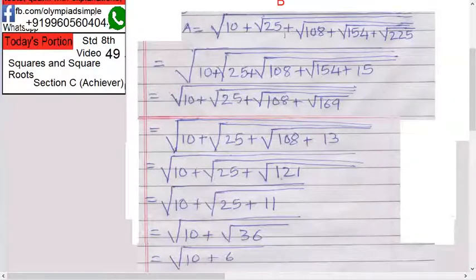See here, that's what I said. It looks to be difficult, but it's not difficult. If you know the tables and the squares perfectly, it's very easy. Okay, so A is solved.